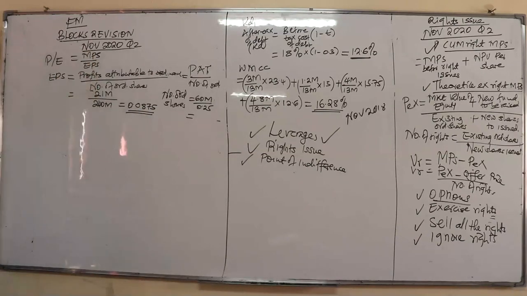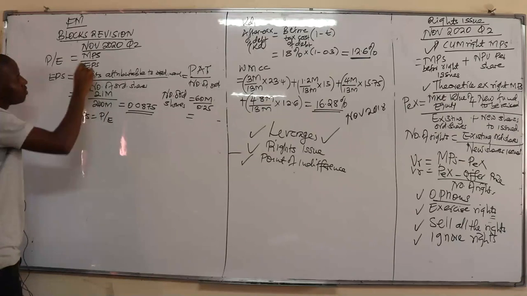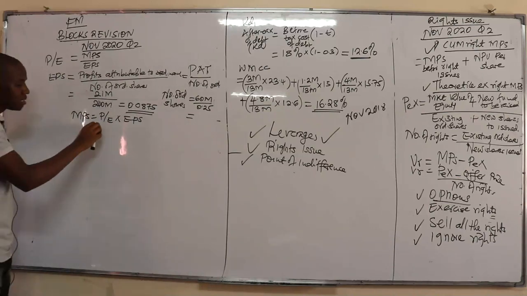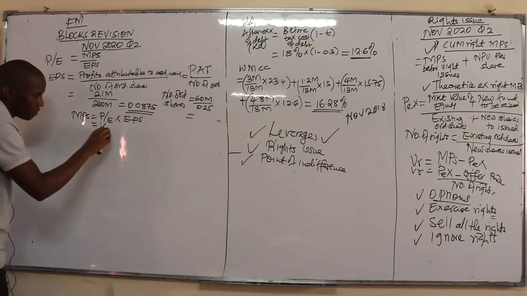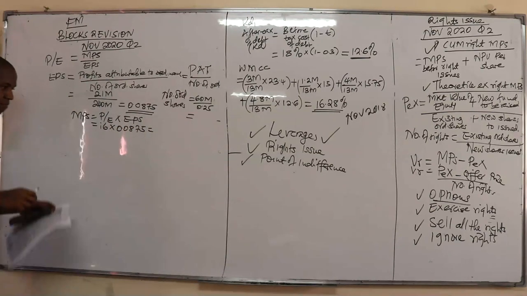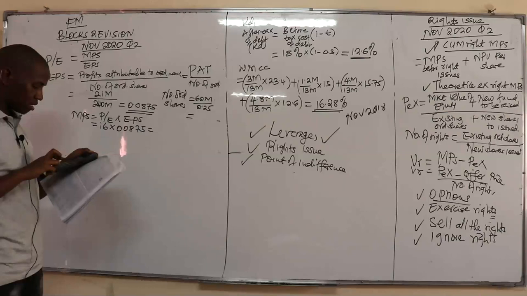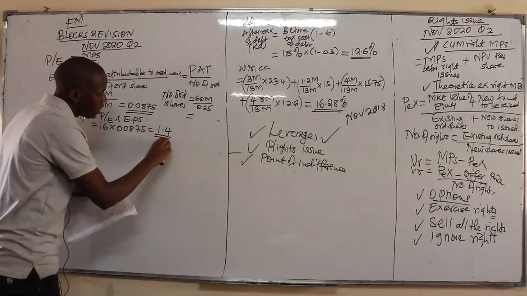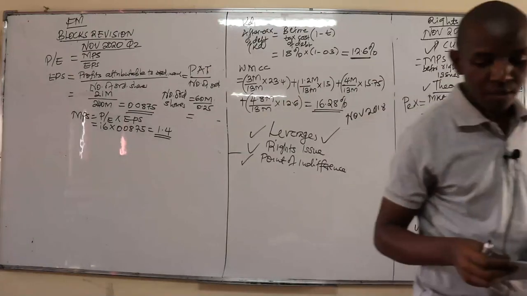But in our case, what we want to get is the market price per share. Market price per share will be the price earning ratio, you cross multiply, you multiply by earning per share. So in that case, the price earning ratio in this case was 16. So you take 16, you multiply by 0.0875. So the market price per share will be given by 1.4. That is now the market price per share.